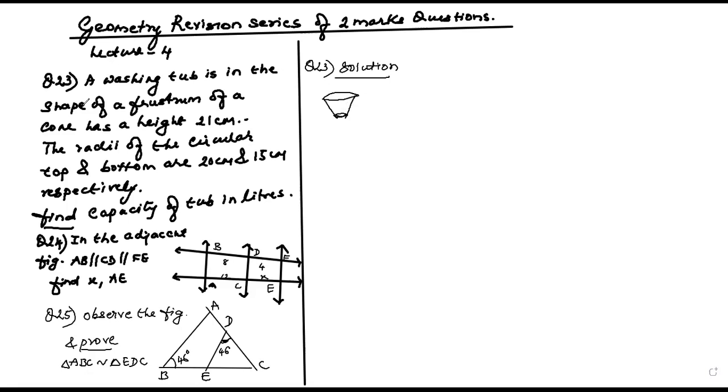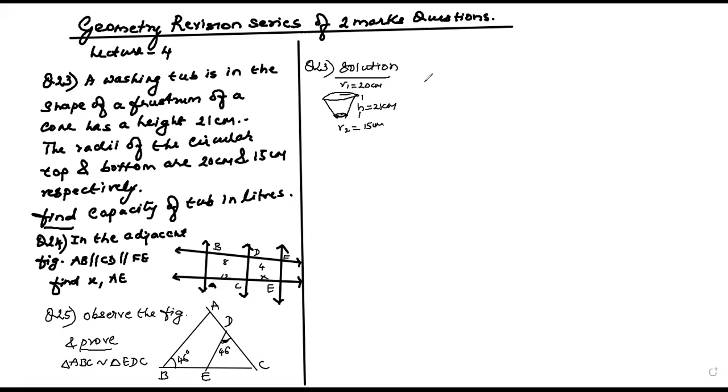Okay, a washing tub is in the shape of a frustum of a cone. It has a height 21 centimeter. The height of this is 21 centimeter. Okay, the radius of the circular top and the bottom, like R1 is 20 centimeter and R2 is 15 centimeter. These are the radii of the top and the bottom. And the question is, find the capacity of tub in liters. How much water it can hold in liters they want, okay, children?